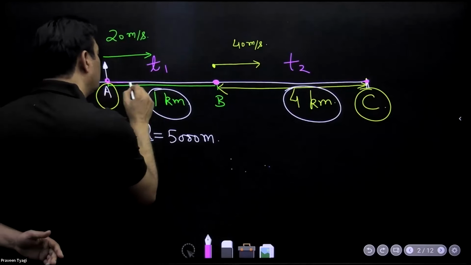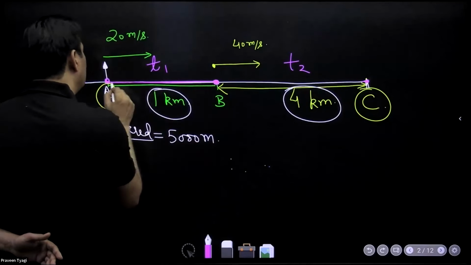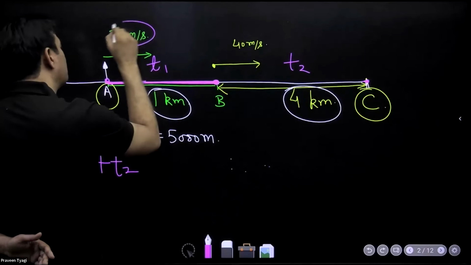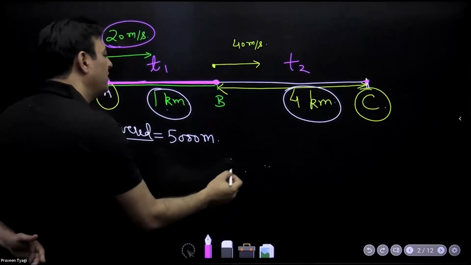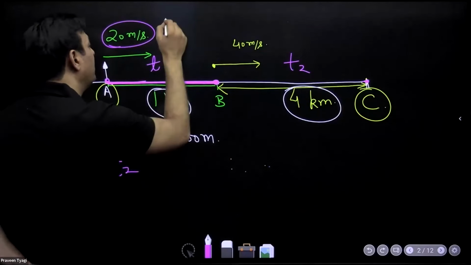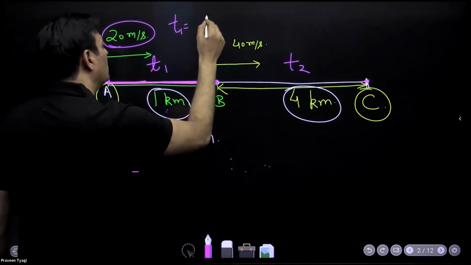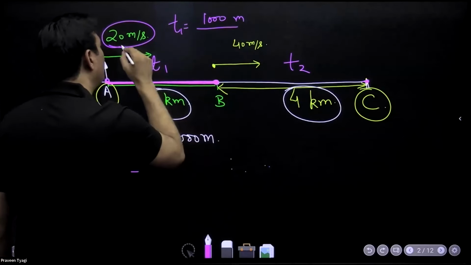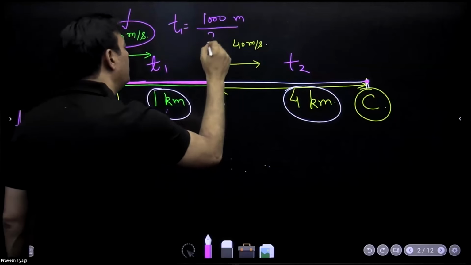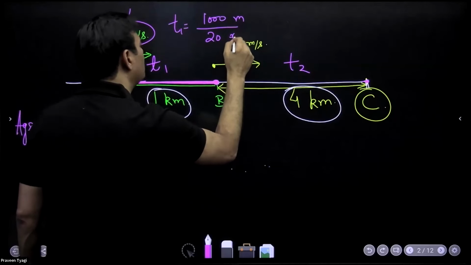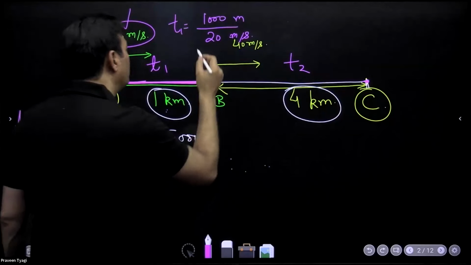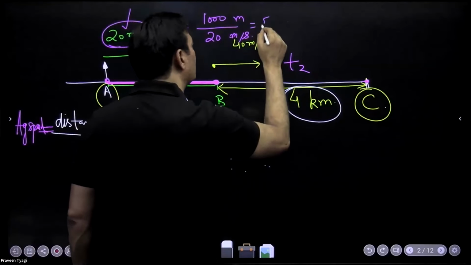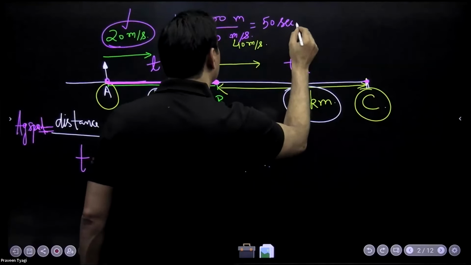For this distance, 1 kilometer, the car or the bike was moving with 20 meters per second. So can you tell me what is the time taken? Time taken T1 will be equal to distance covered, which is 1000 meters, divided by speed during this motion. Speed is 20 meters per second. So you can see the time T1 from A to B is 50 seconds.